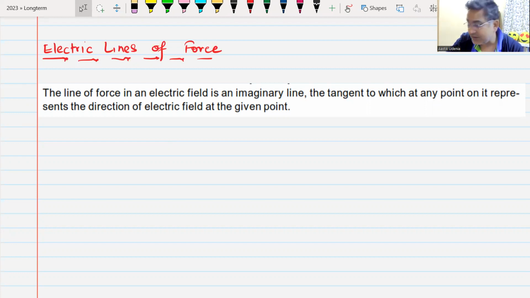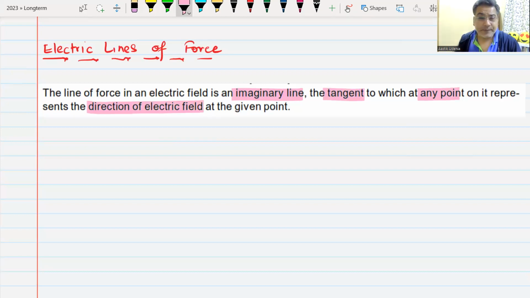Electric lines of force or electric field lines are imaginary lines. That is the most important aspect. Imaginary line drawn in such a way that the tangent drawn at any point gives the direction of electric field, or you can say it gives the direction of electric force on a positive charge, and therefore it is known as lines of electric force. We understand this? Yes or no? First listen to me, then I'll give you time to write. Do we understand this? Yes, sir.